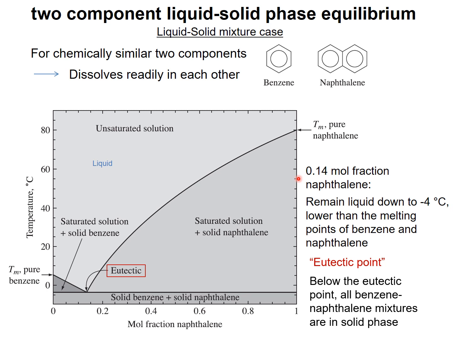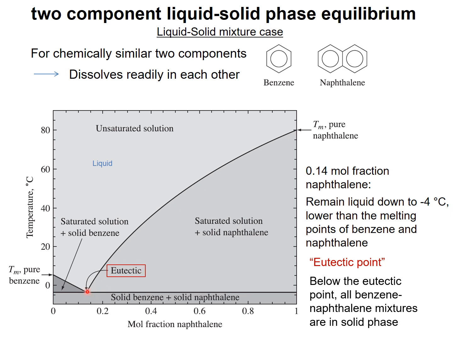However, in a mixture of benzene and naphthalene, the melting point, or this line, is going down. So the melting point is decreased to here. At the same time, the melting point of benzene is going down. Those two curves meet at one point, showing the minimum temperature of the melting point. This point is called the eutectic point.